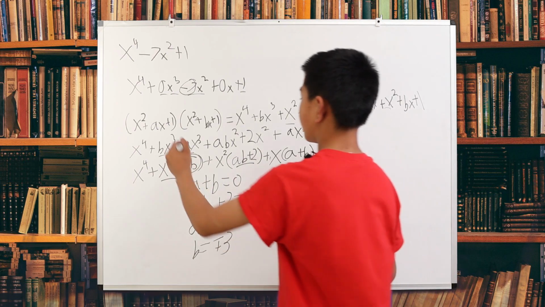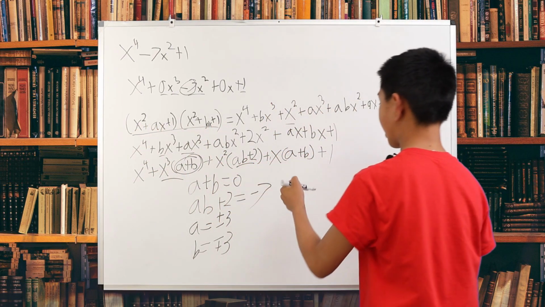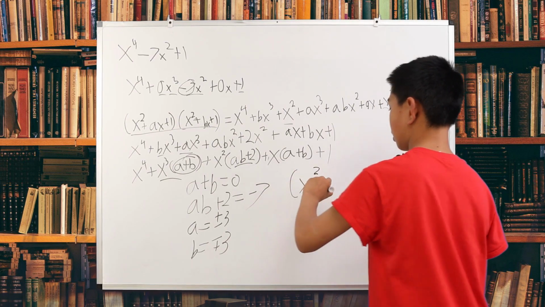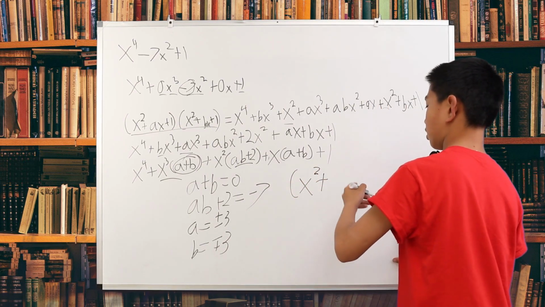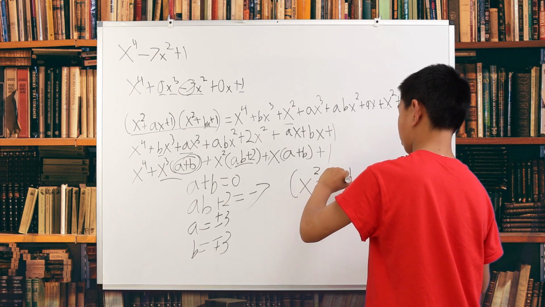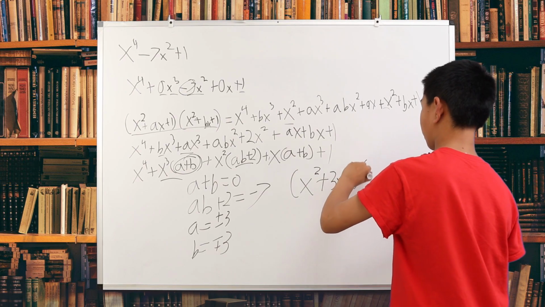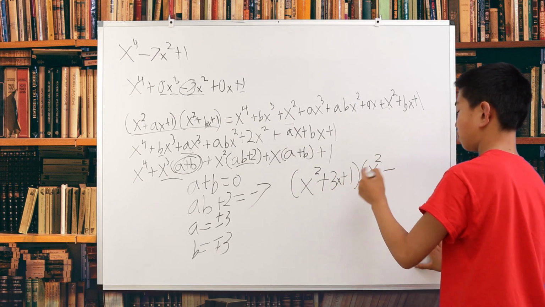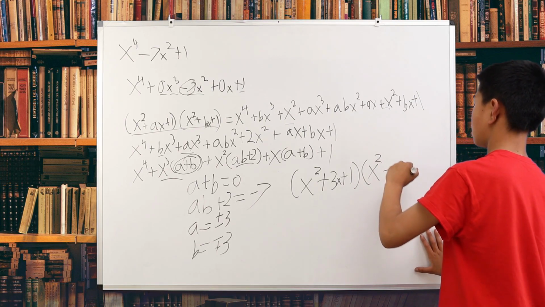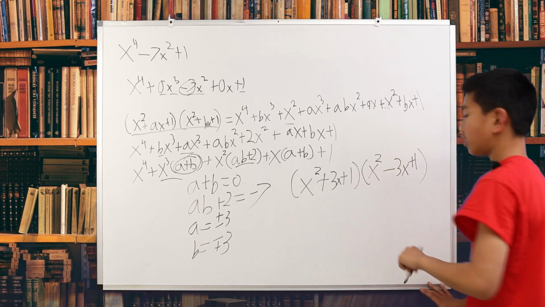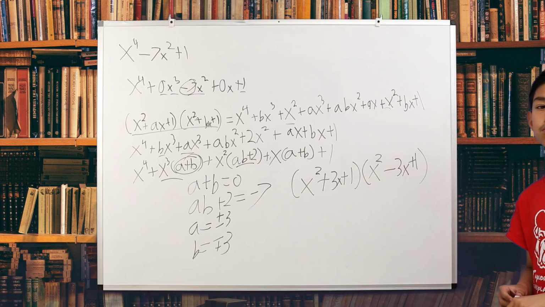So we can get this formula and write it over here as x squared plus, let's say it's just plus 3x, sorry, plus 3x plus 1. And then over here, it's going to be x squared. Since it's plus here, this has to be minus 3x plus 1. And that is the first solution to this problem.